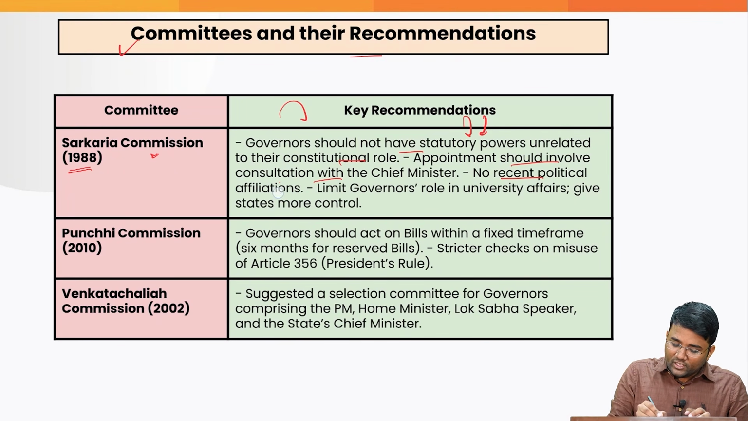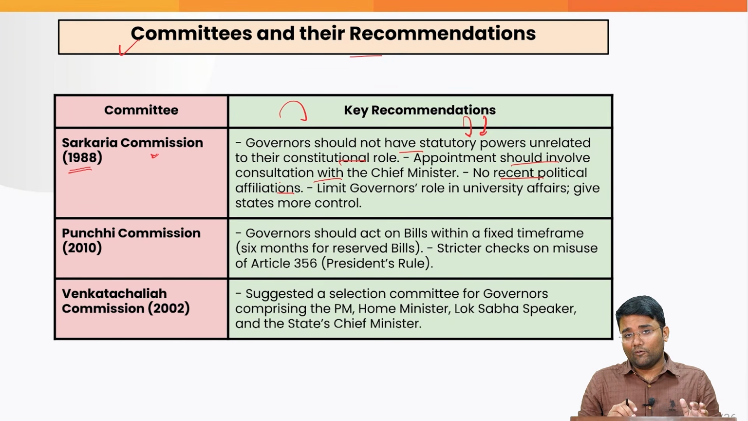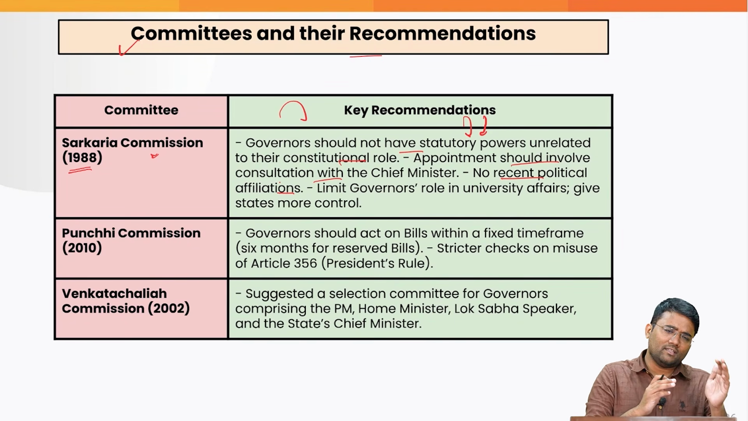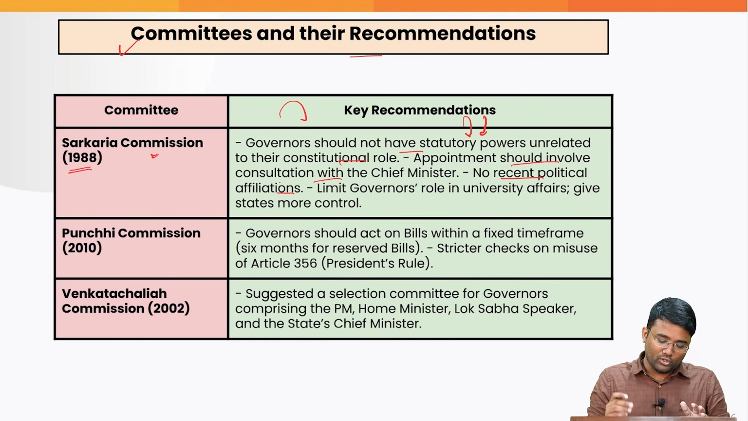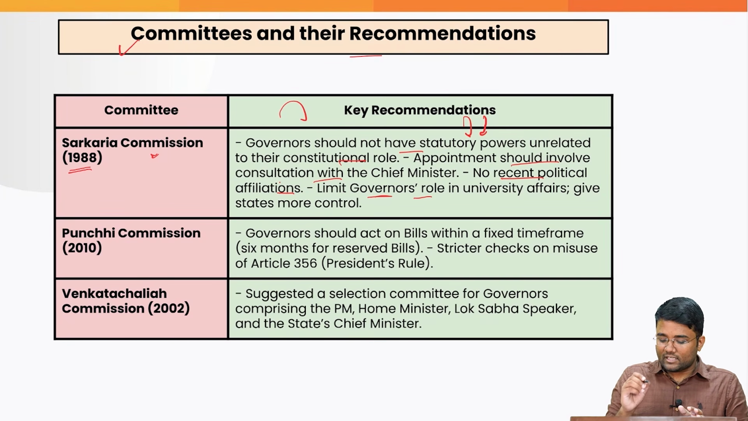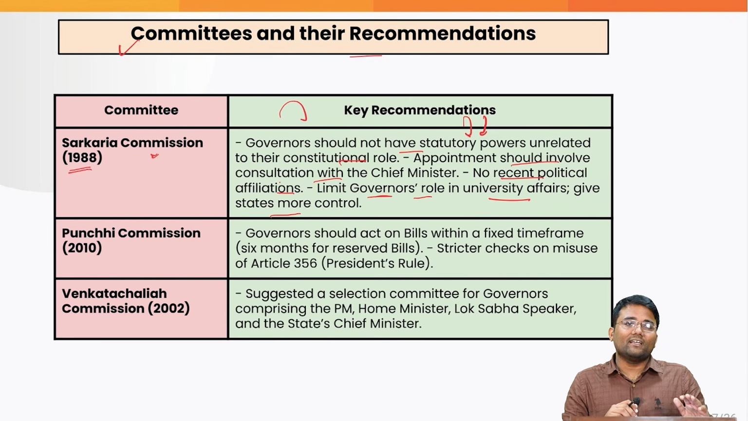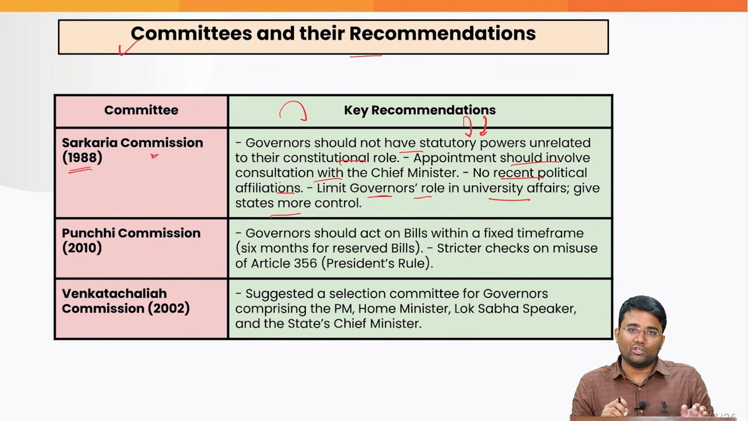Also, no recent political affiliations. The people who are being appointed to the office of governor should not be active in present day politics, and if they are not related to any political parties, that should be motivated. Also, limit the governor's role in university affairs, give states more control, and it is the governor who should be acting based on the aid and advice of the council of ministers.